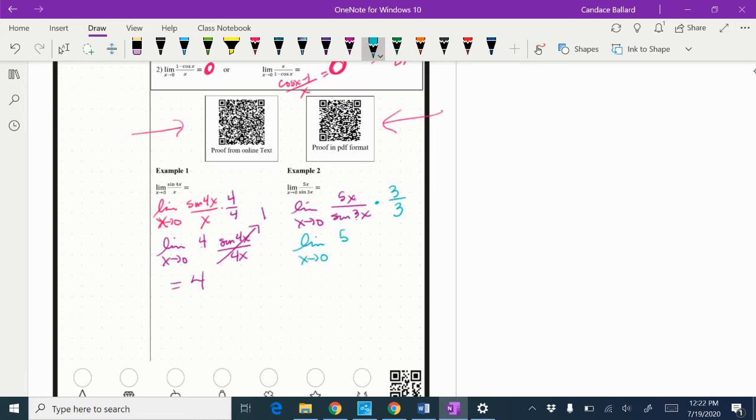So I'm going to keep the 5 out here. I'm going to put the 3x together. I'm going to keep the 3 out in front, and I'm going to put the sine of 3x there. Same thing, doesn't matter where I put it, multiplication's commutative. All right, this here we know goes to 1. So I've got 5/3 times 1, which means my limit is just 5/3.